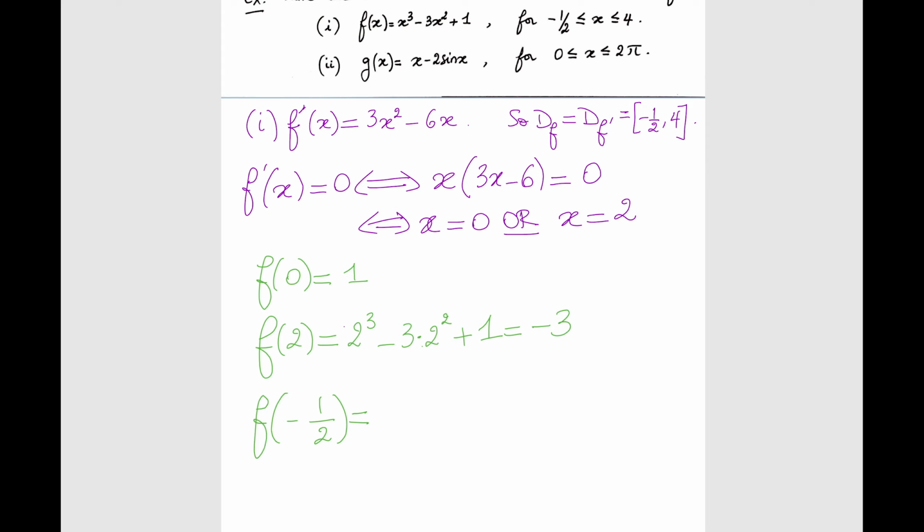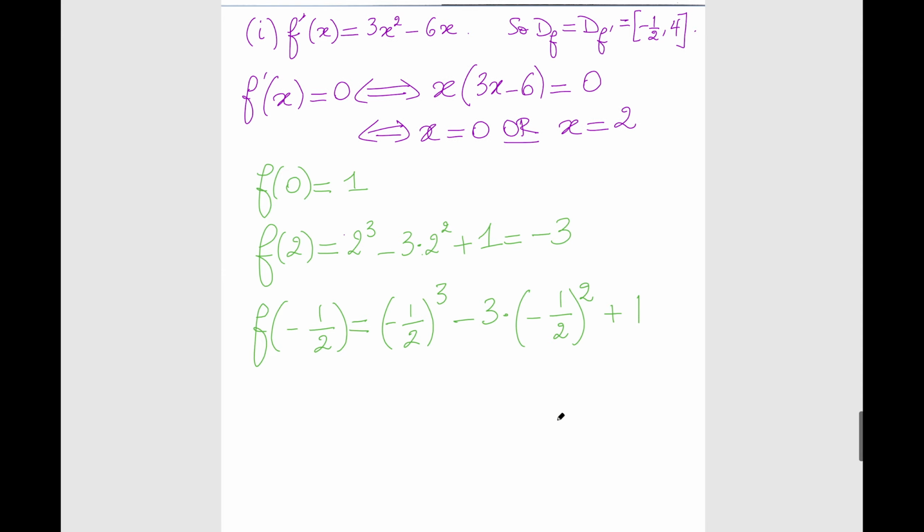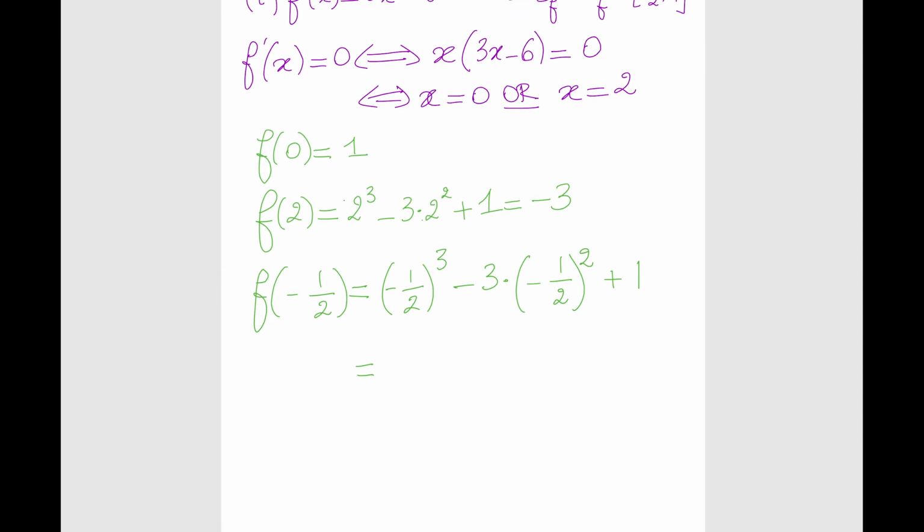F of negative half: if you look at the recipe of f, it cubes negative half first, adds the result to... it subtracts from this 3 times the square of the input. Then it adds 1 to the result. Correct? And this is how much? This is negative 1 over 8 minus 3 over 4 plus 1. Am I correct? One more time, this is minus 1 over 8 minus 3 over 4 plus 1.